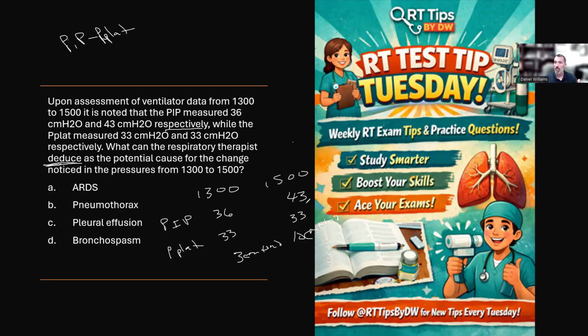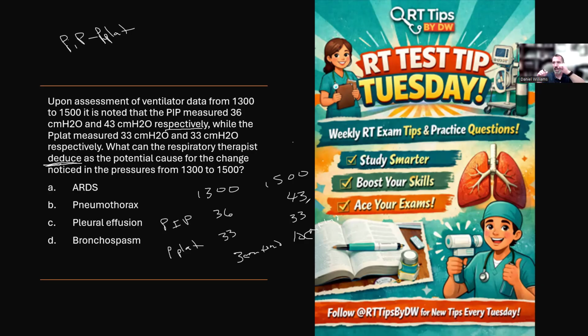So now that we've covered that, we can look at these answer choices and see what we have. ARDS: airway resistance or lung compliance issue? Not to say that you couldn't have both, but it is primarily a restrictive disorder, a lung compliance issue. Pneumothorax, again, a lung compliance issue; you're going to have lung restriction with that. Pleural effusion, again, you're going to have more lung compliance issues, more of a restrictive issue.